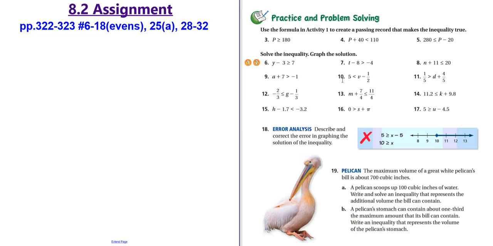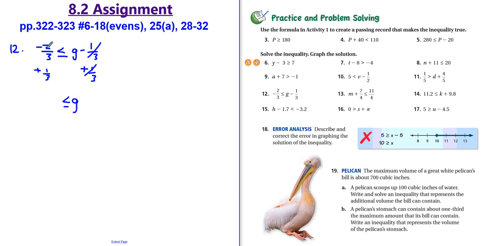How about 12? 12 is probably going to be the worst one out of the evens. So number 12, we'll do that one together. We have negative 2/3 is less than or equal to g minus 1/3. Well, this one's not too bad because they already have common denominators. So I add 1/3 to both sides of the inequality. That gets rid of that one. g is all by itself. Negative 2/3 plus 1/3 is negative 2 plus 1, is negative 1/3.